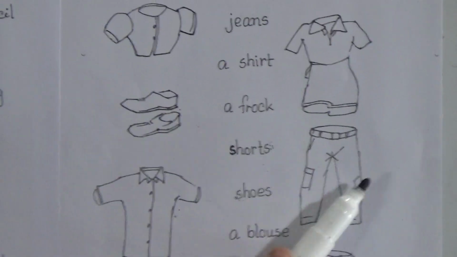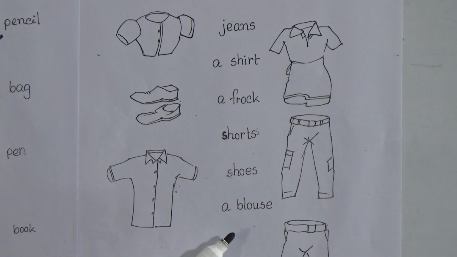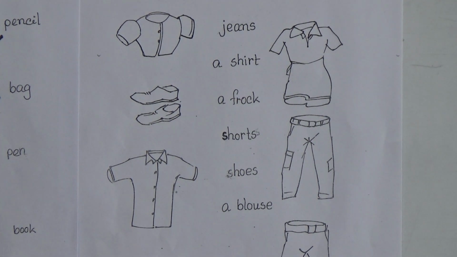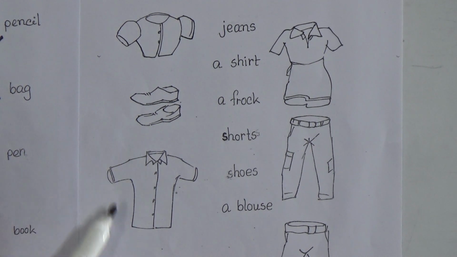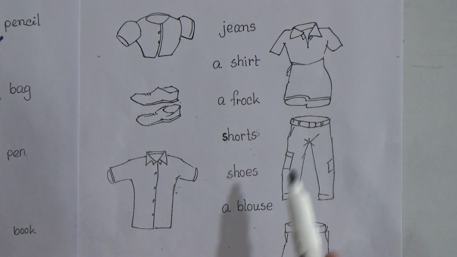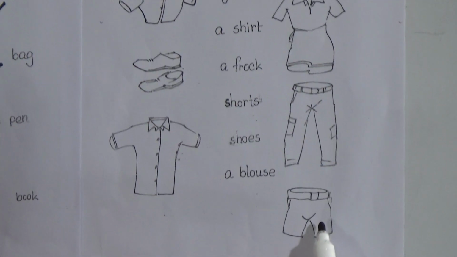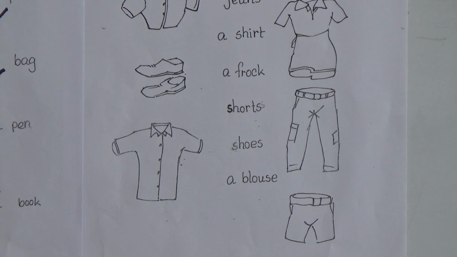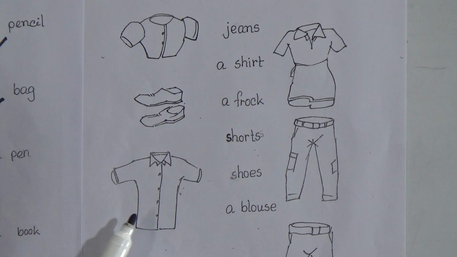In page number 2, just look, there are some pictures. On the two sides there are some pictures, and in the middle of these pictures there are some words. So at first, what is this? This is the picture of a blouse. This is the picture of shoes. This is the picture of a shirt. This is the picture of a frock. This is the picture of jeans, and this is the picture of shorts. So we have to match the pictures with the words. These are the pictures and the words of the dress that people wear every day.